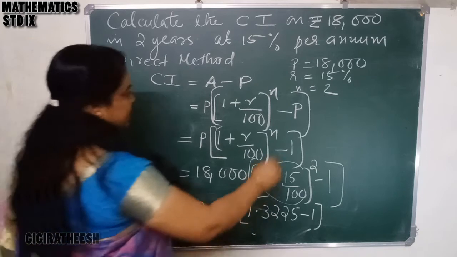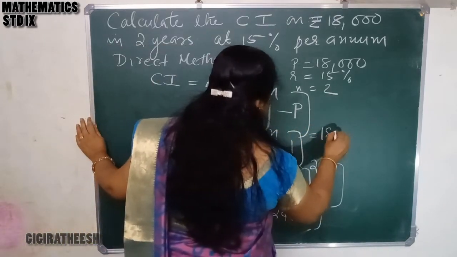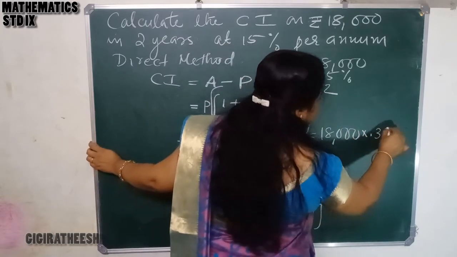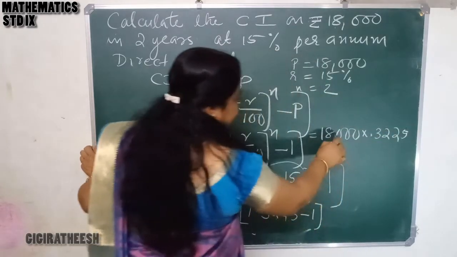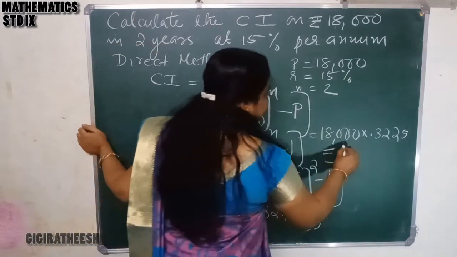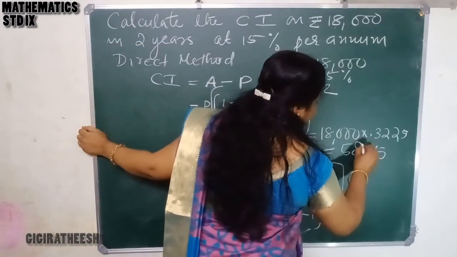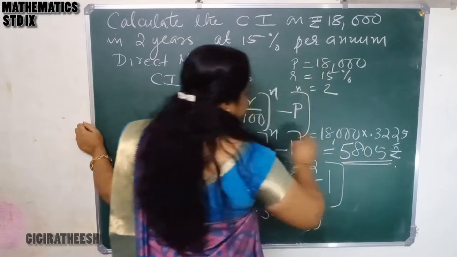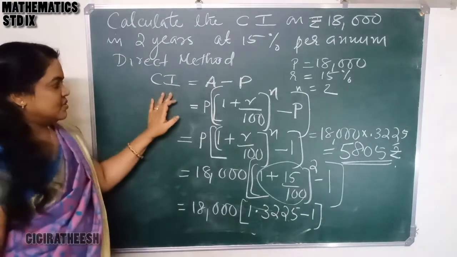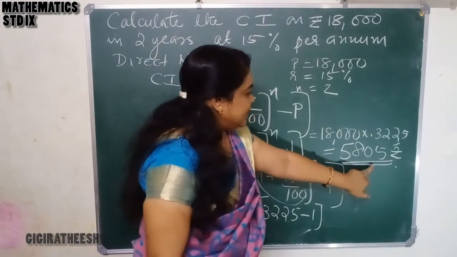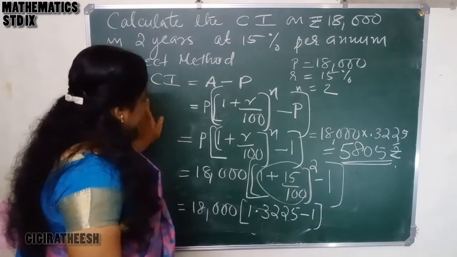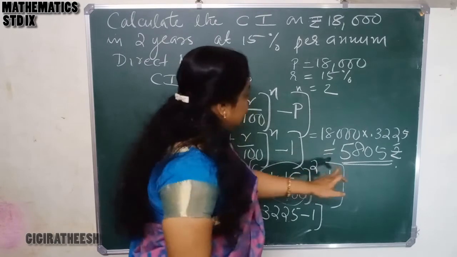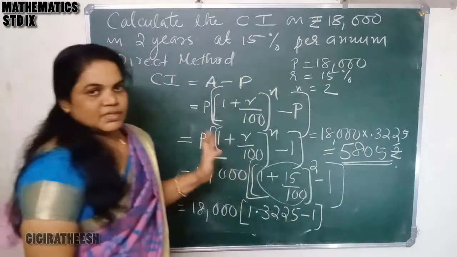That is equal to 18,000 into 0.3225. Multiplying this, we get the value 5,805 rupees. This is the CI. In the previous case also we got the value 5,805 rupees using the direct method, so we get the compound interest equal to 5,805 rupees.